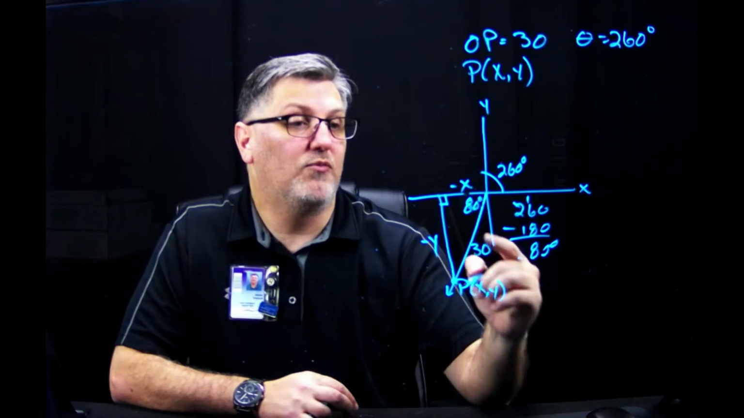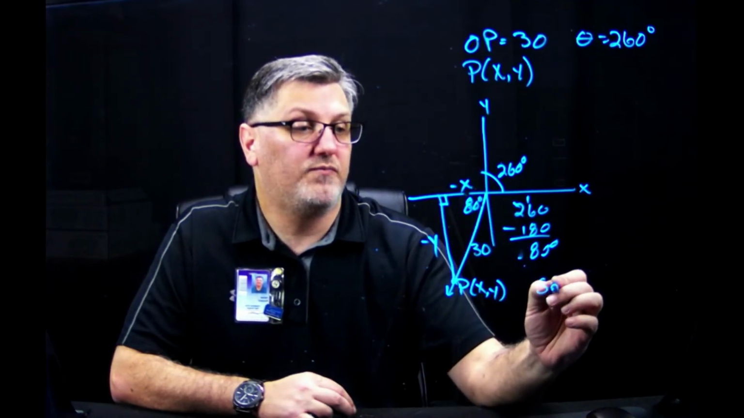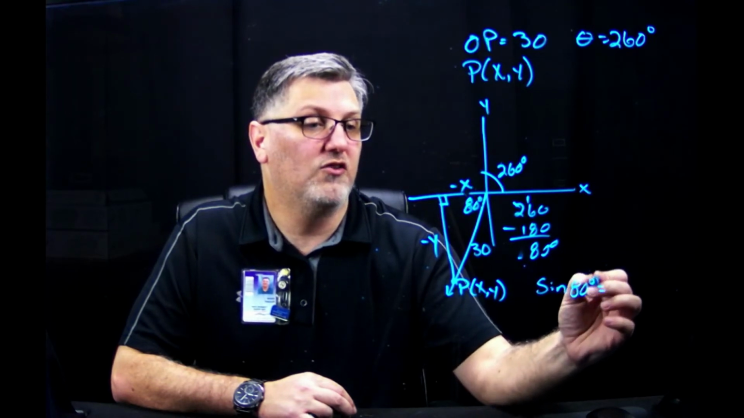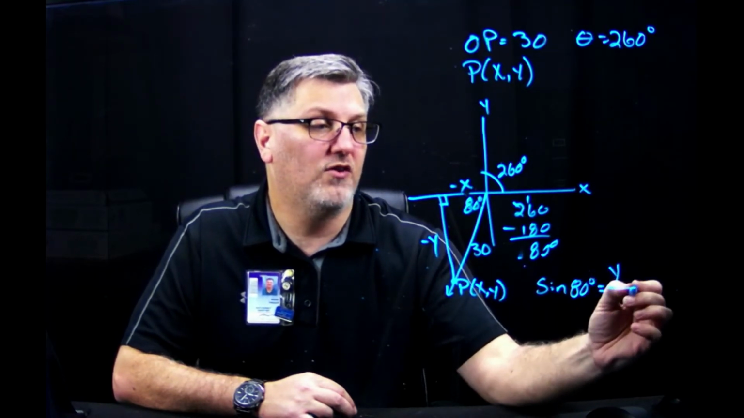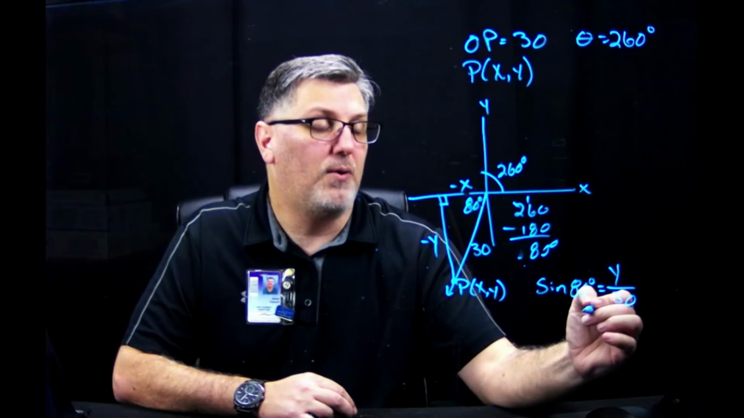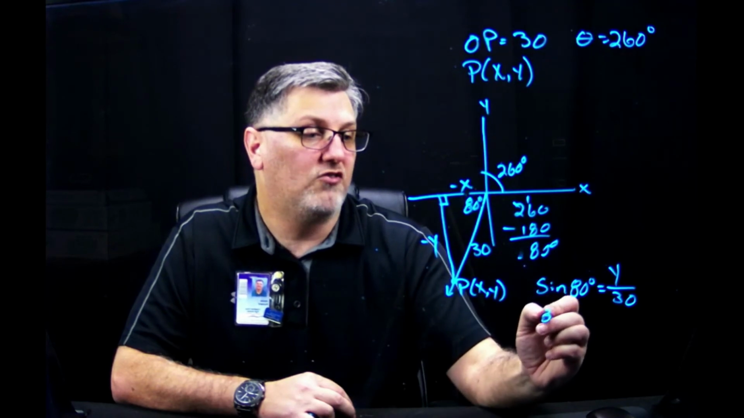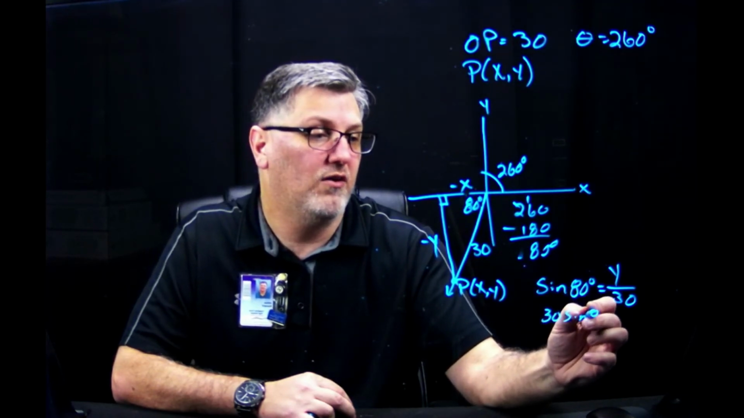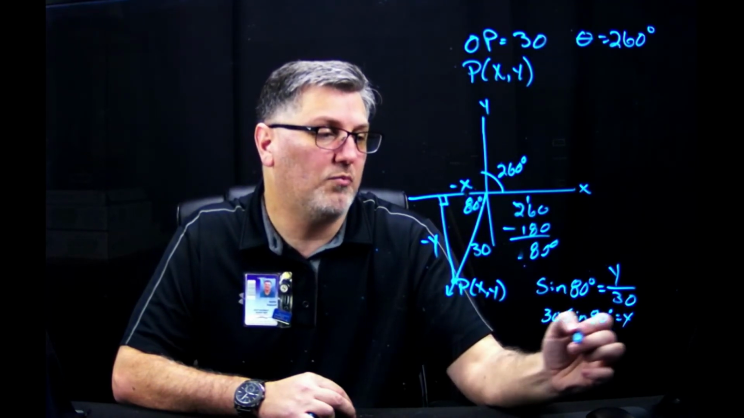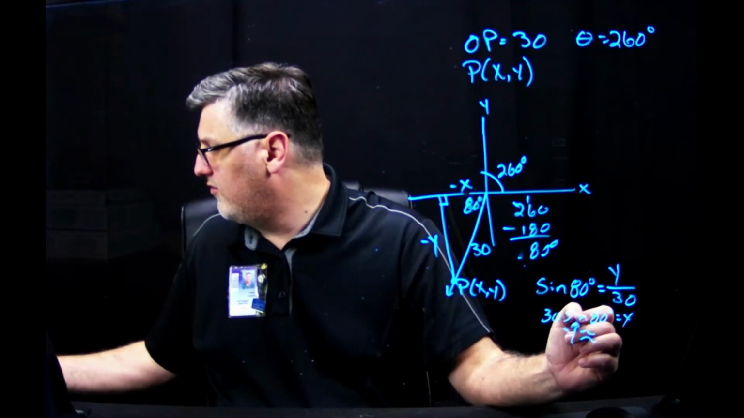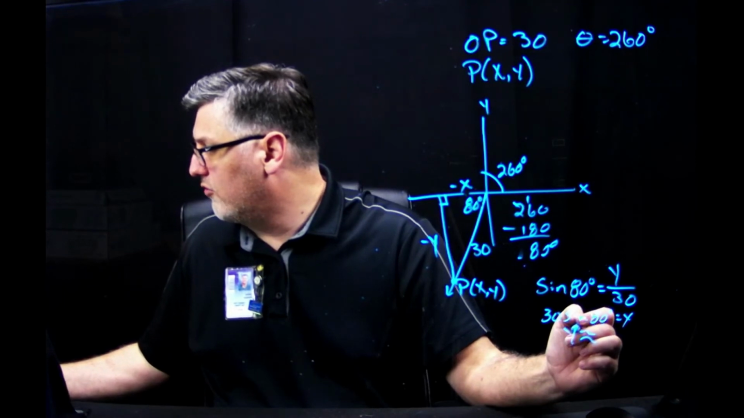I'm going to do the same thing. I know that sine of 80 degrees is going to be my opposite over my hypotenuse. Notice I just ignore the negative sign because I know the answer has got to be negative because it's in quadrant 3. I just do 30 sine of 80 is my y. Therefore, my y is going to be approximately, I've already calculated these, 29.54.